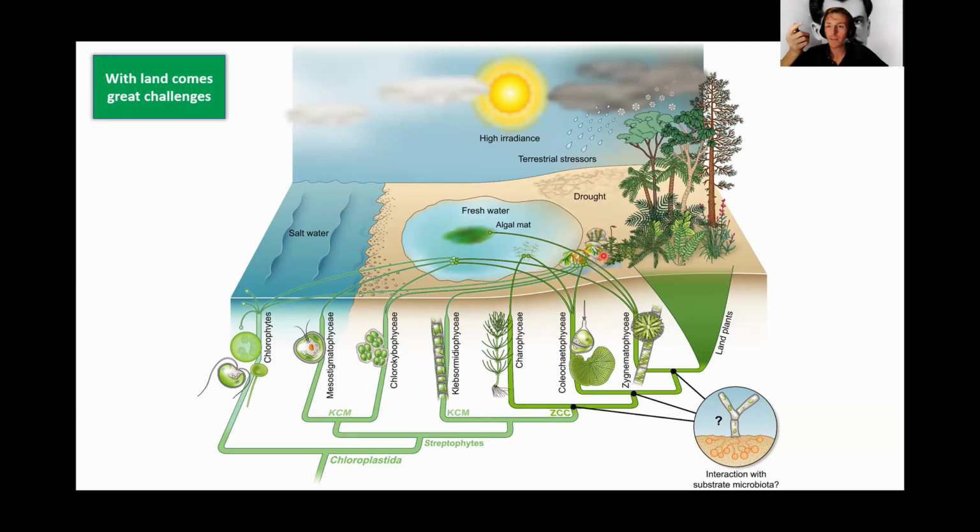How do you fight against drought, desiccation, when you dry out? Because if we go to land, you're not living in the water anymore. You're going to dry out. So you have to develop adaptations to defend against that, to keep water inside your system so you don't die.